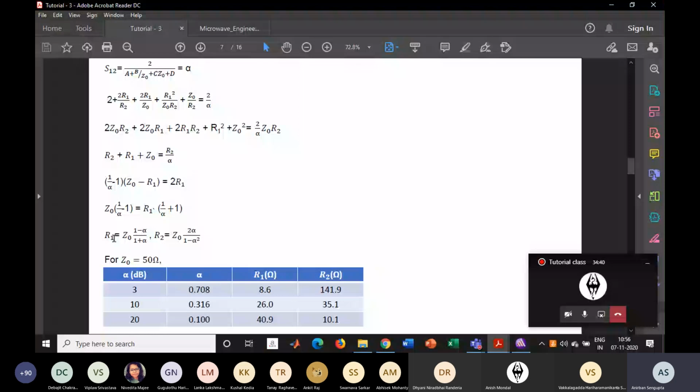Now you know that for three different attenuation levels, you have to find out the values of R1 and R2. So for 3 dB, it is a logarithmic scale. Now convert it into the linear scale, it will come out as 0.708. Now put this value in these two equations, you will find R1 and R2. We continue the same process for the other two values also.